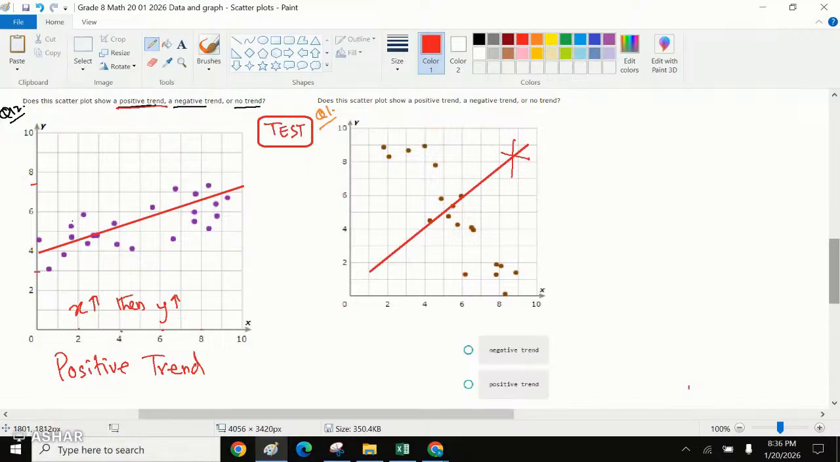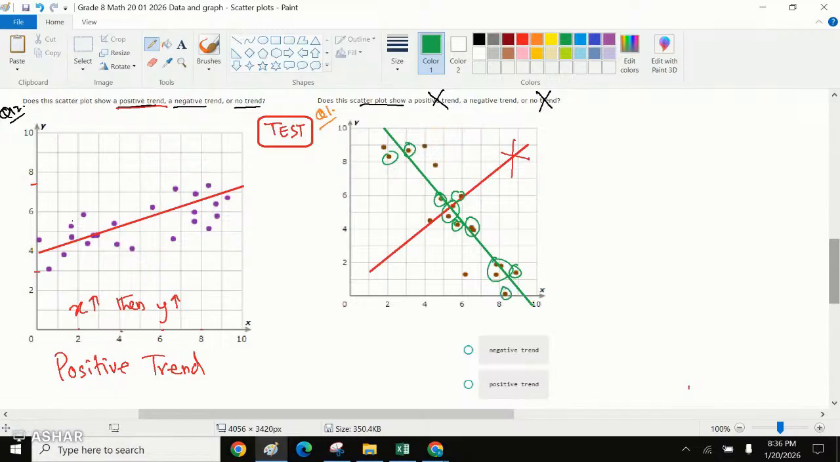Can it be a scatter or a negative? Can anyone answer? Yes, right. The scatter means the values are scattered throughout the scatter plot, right? So it cannot be a scatter. It cannot be no trend, right? It cannot be positive trend. Let's see, can it be a negative trend? If we bring this line down, we can say that a lot of points are very close to the line, right?